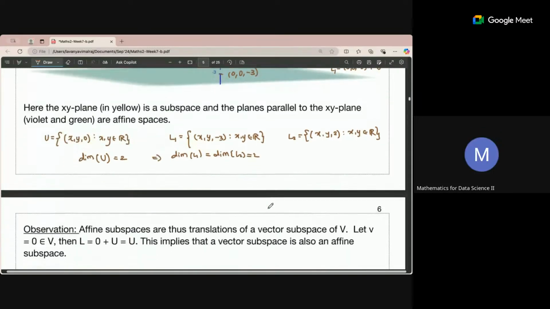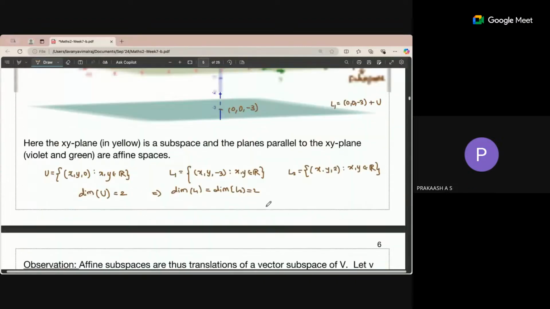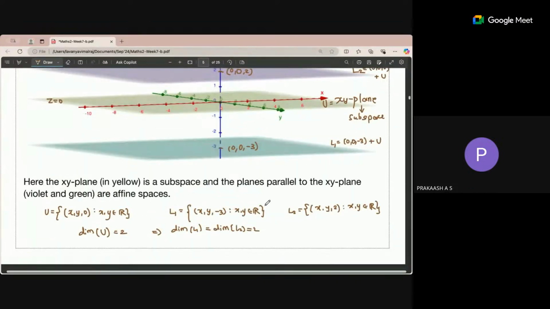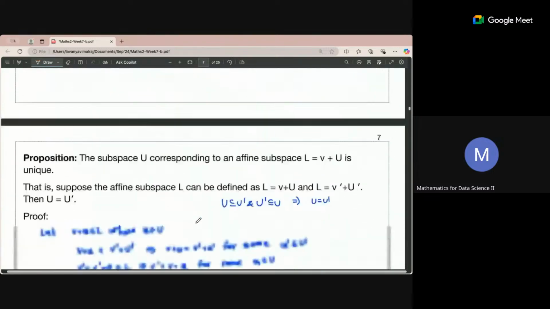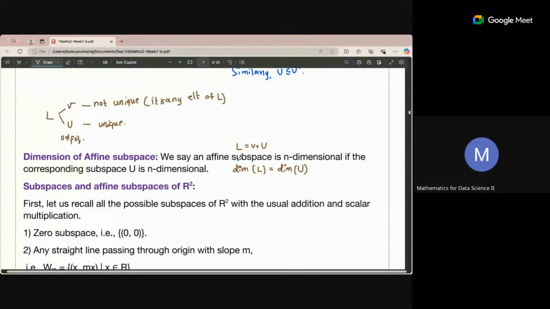Okay, but we had one element. Yes, we are adding one element. That does not change the dimension of the space. So here, remember, this is not a subspace first of all. This is how we are defining the dimension. So the dimension of L is defined in this way.